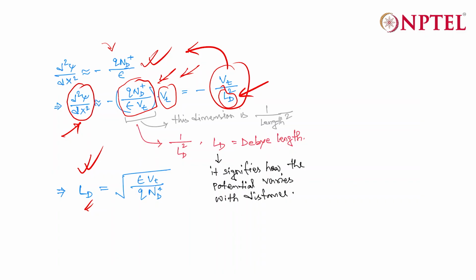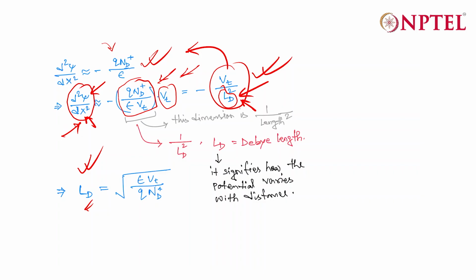So if you look at d square psi by dx square, then the value of Ld will signify how the potential psi varies with distance. So this is the physical significance of Debye length.